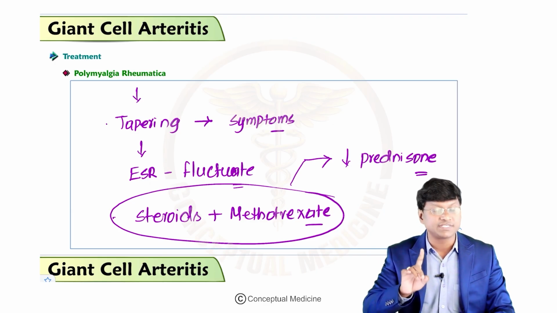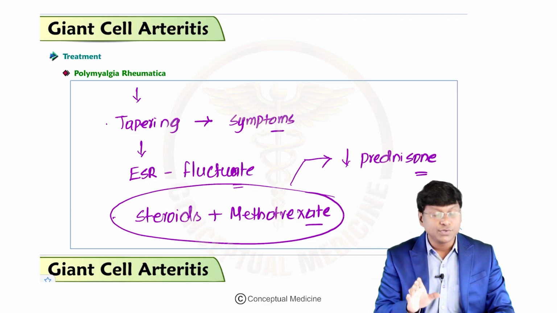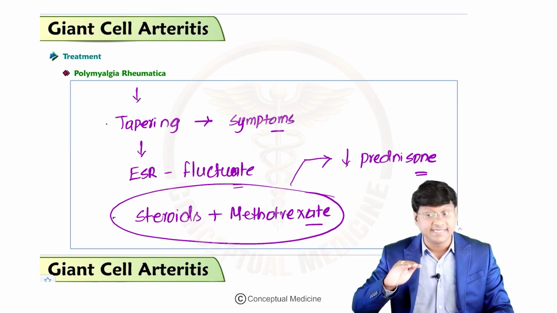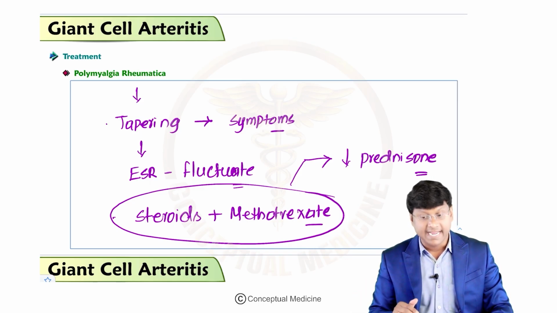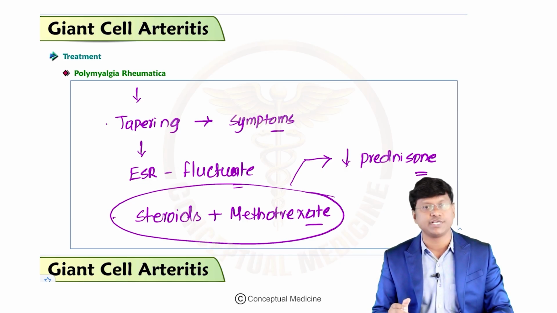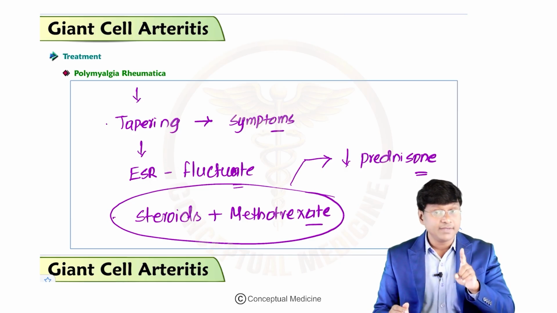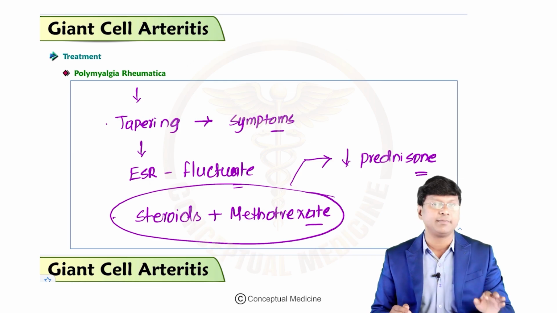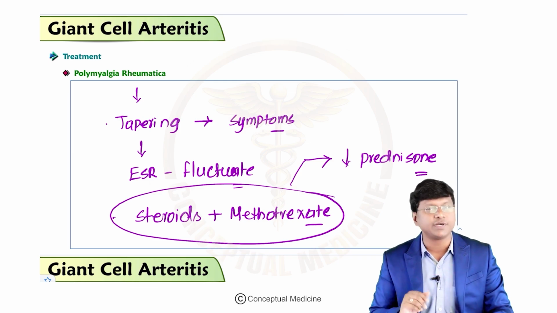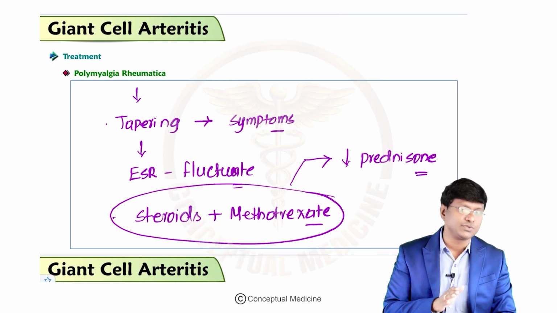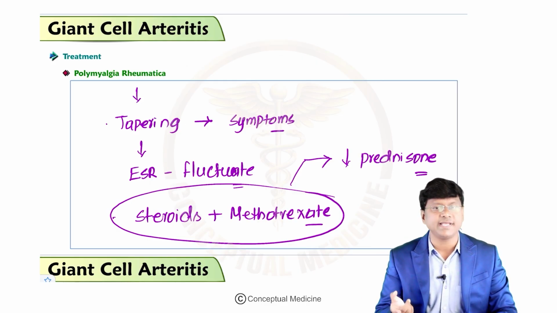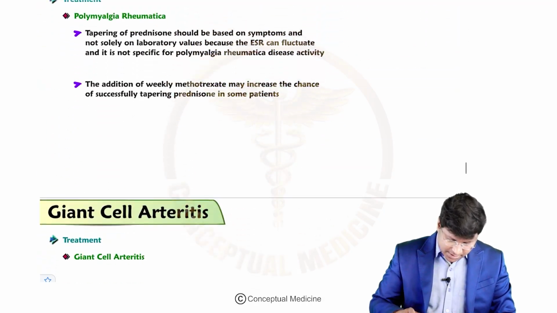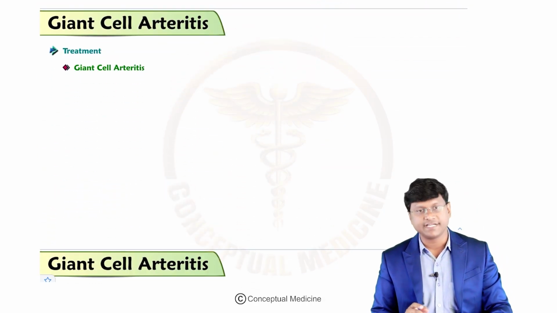But whenever you are giving steroids for up to 1 year, you have to take care of the adverse effects. And whenever you are tapering the steroids, the disease flares are common, and that may necessitate increasing the dosage of prednisolone. And tapering should be purely based on the symptomatology, not on the laboratory values, because the ESR can fluctuate. And whenever you add methotrexate to these steroids, that may increase the chance of successfully tapering the prednisolone in some patients. Now, coming to the treatment of giant cell arteritis.